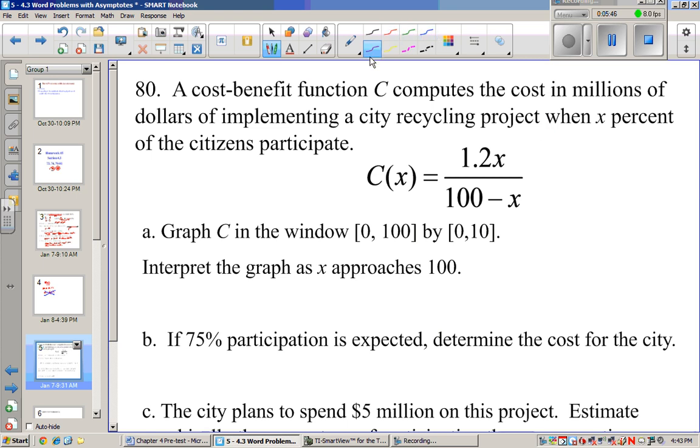In this one, we're told that the cost-benefit function C computes the cost in millions of dollars of implementing a city recycling project when x% of citizens participate. All right, let's just pay attention. x is the percentage of participation, and C is the cost in millions. First thing, it asks us to graph it again.